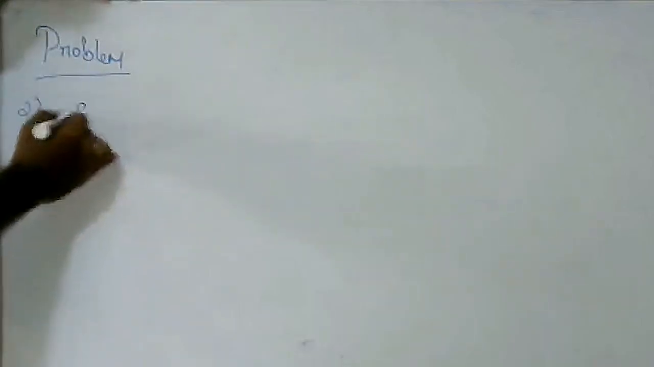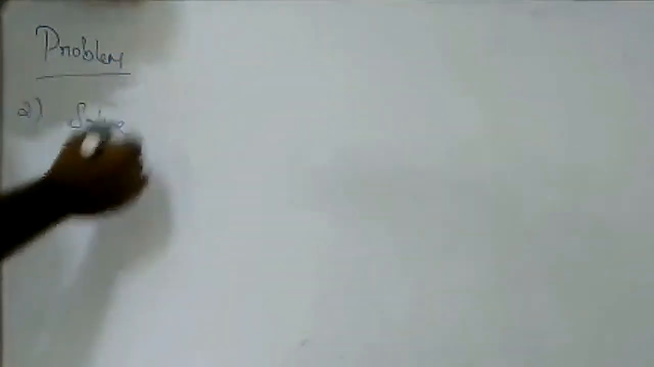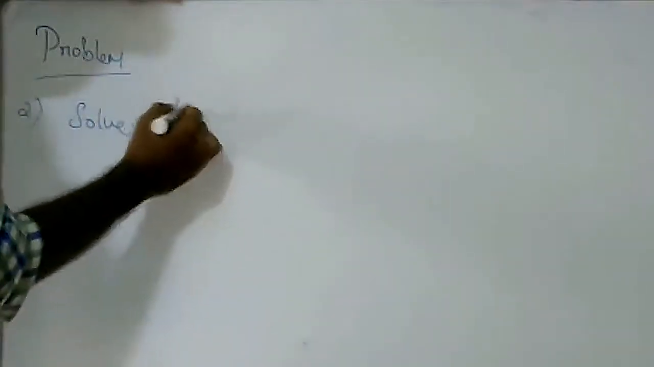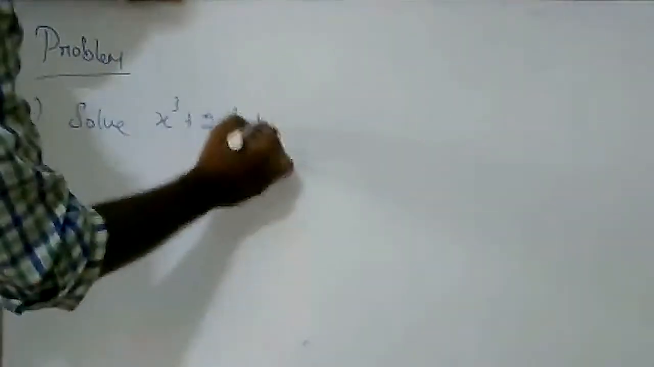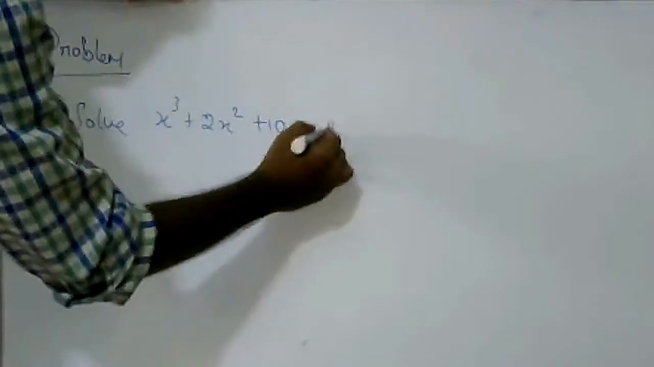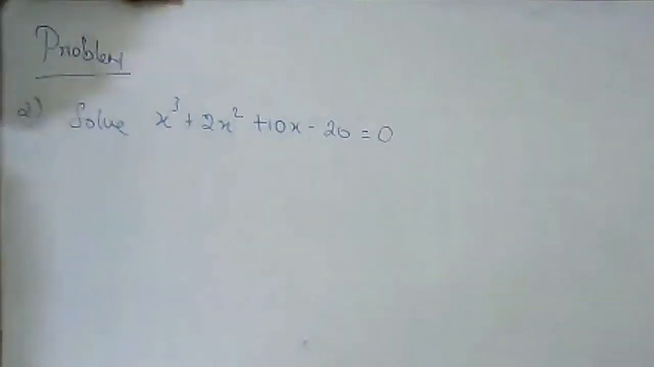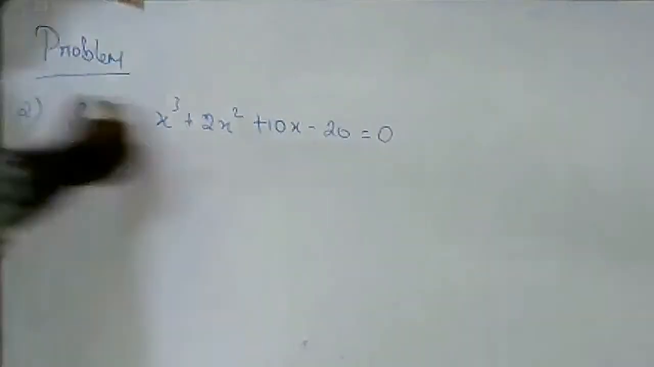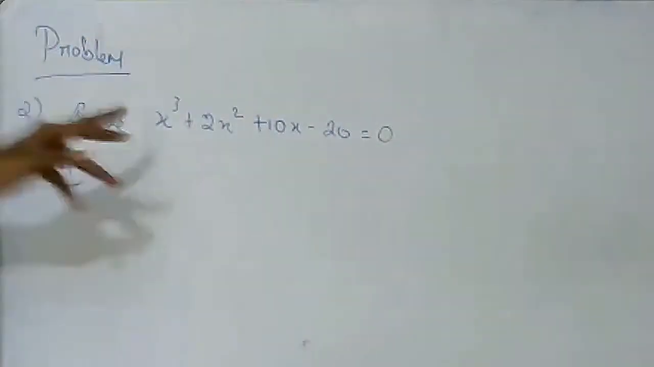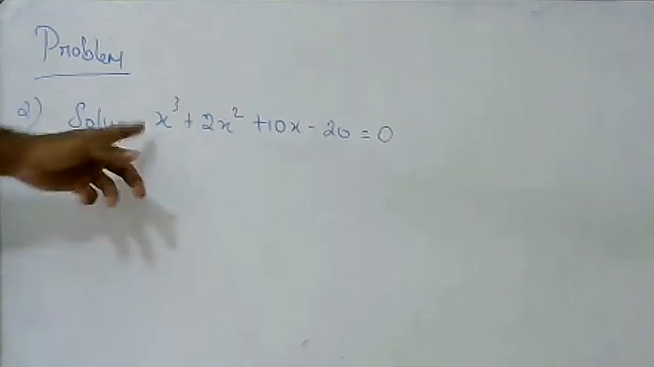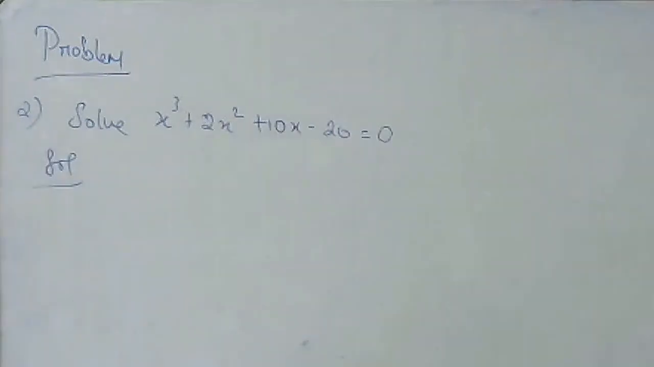Solve x cube plus 2x square plus 10x minus 20 equal to 0. Okay, solve now. Find the root of it. Okay, that's a question. Find the root of this particular equation. x cube plus 2x square plus 10x minus 20. Our usual problem. Okay, last problem was a different problem.